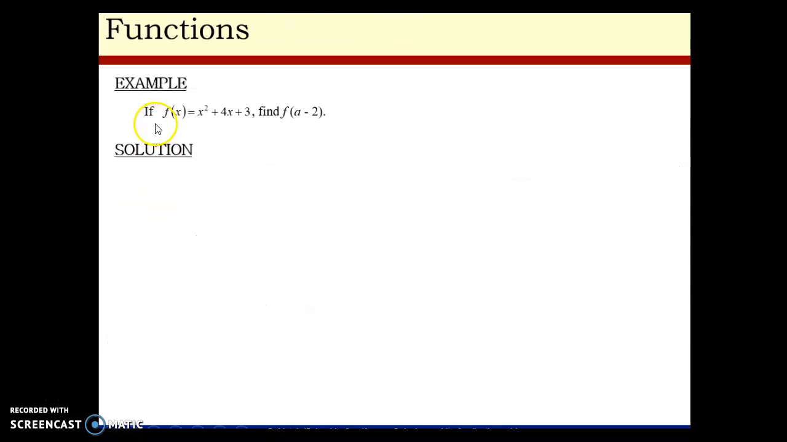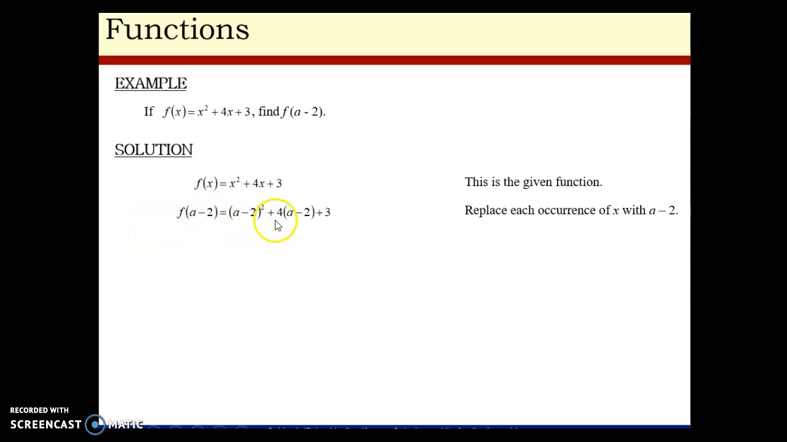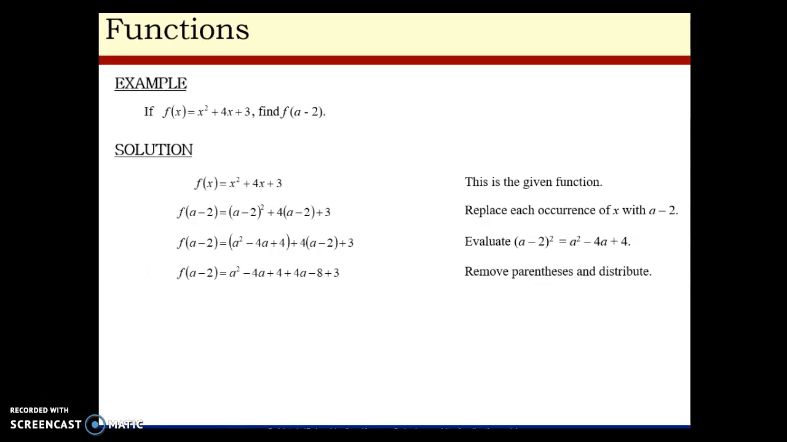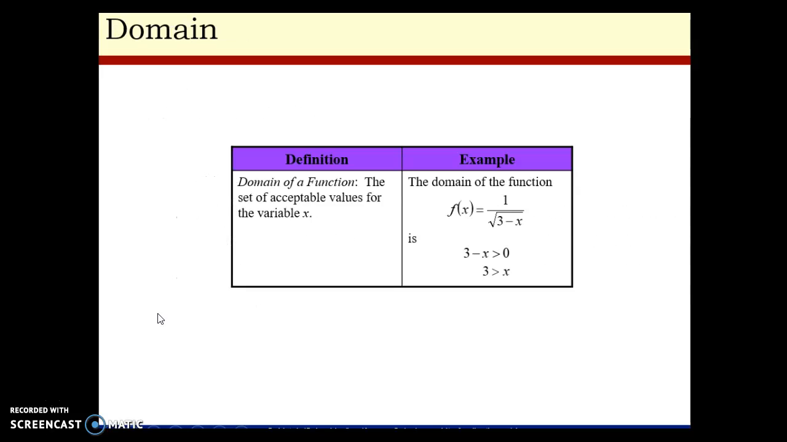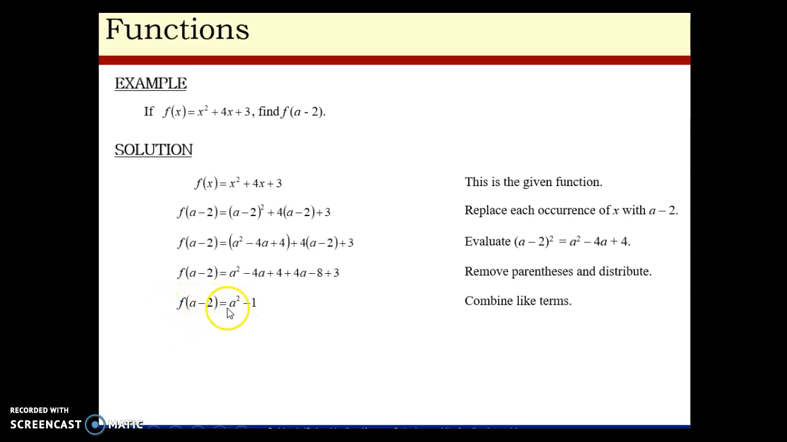Another example of a function, f of x equals x squared plus 4x plus 3. Find when the function is a minus 2. So how do we solve for that? So this is the given function right here. F of a minus 2, solve for this right here. So anytime you see x, replace it with a minus 2. We do it like this. So let's simplify it. F of a minus 2 equals a squared minus 1, combine like terms. And this is f of a minus 2 equals, there's the result of the function, a squared minus 1.